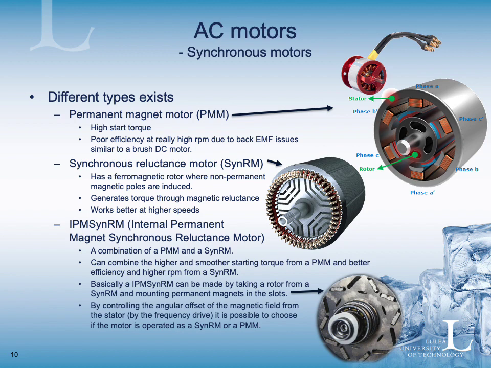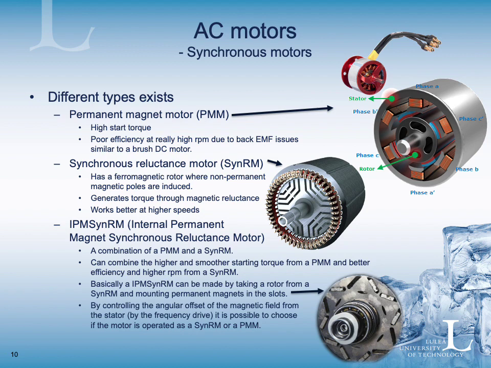In the middle we have the synchronous reluctance motor. Here we don't have any windings or any permanent magnets in the rotor. We have a ferromagnetic rotor where non-permanent magnetic poles are induced by the stator windings. This generates torque through magnetic reluctance. But due to how this works with the magnetic reluctance, it actually performs much better at higher speed, and it doesn't perform very well at low speeds.